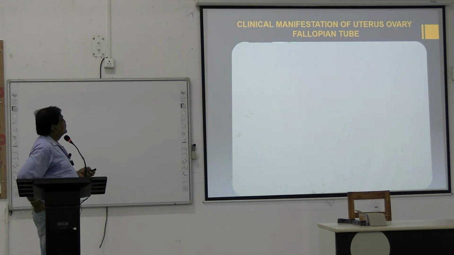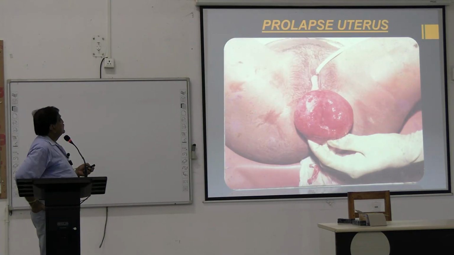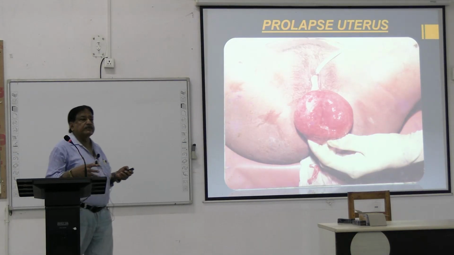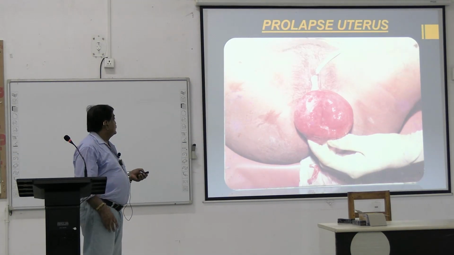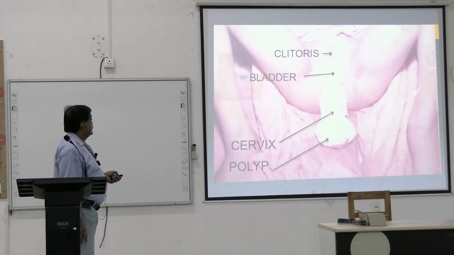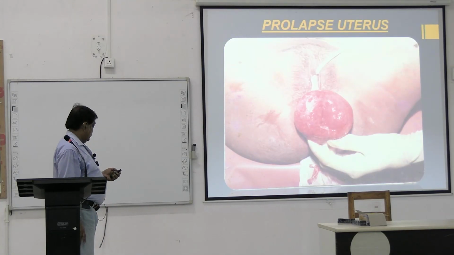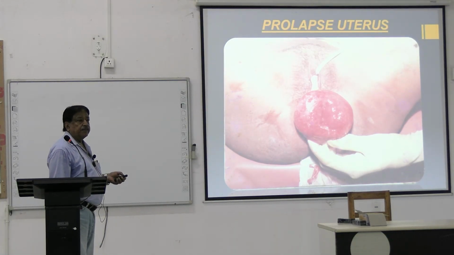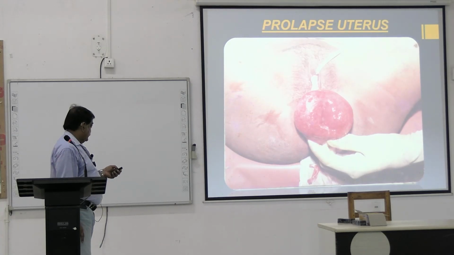Now, clinical manifestation of uterus, ovary, fallopian tubes. The prolapsed uterus. It's a total complete prolapse of the cervix. See, this is the mucosa. The Foley catheter. This lady was treated by me by surgery. It is from my archives.